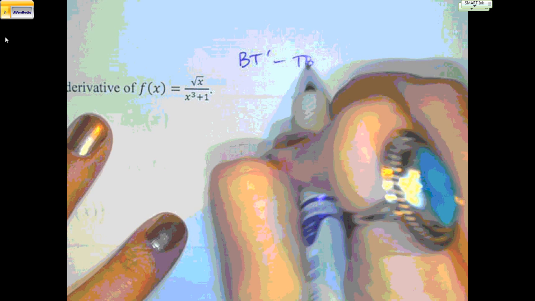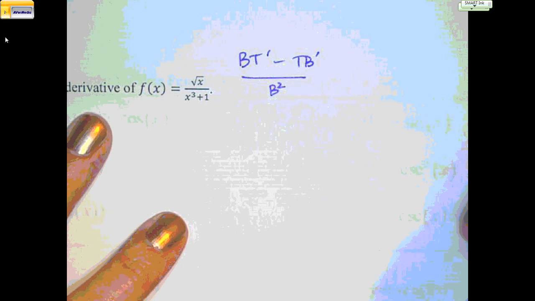All right, next page. Notice I've left quite a bit more white space for this one. This one can get a little crazy, so we really want to be careful. So let's take it one step at a time. And just so we don't forget, let's write down our quotient rule. We're looking for Booker T minus Taco Bueno over B squared.